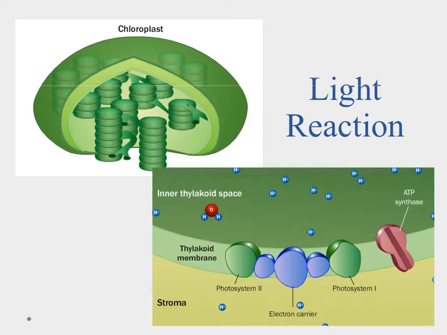So where does the light reaction occur? It happens here in the chloroplasts. And more specifically, it's going to happen here on the thylakoid discs in the thylakoid membrane. You'll see that here. Okay, and we'll talk about the different processes and how it goes through, but I wanted you to get a quick overview of where it does occur.